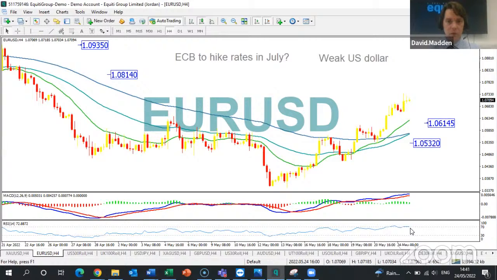If we do see a move to the downside in euro dollar, where could we go from here? Well, we could head back down towards this simple moving average here, which comes into play at 1.0614, and a break below that could see us back down toward this low here at 1.0532.